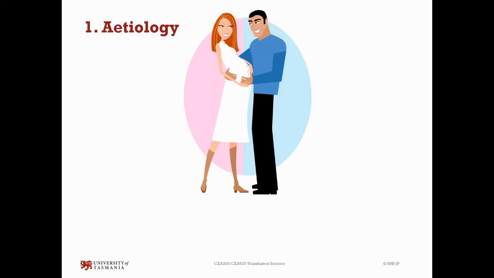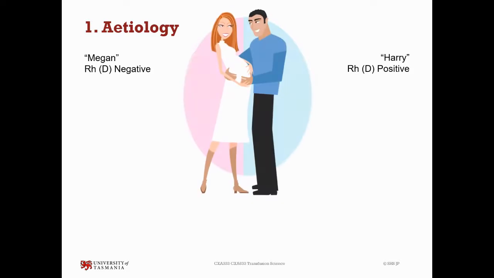This is just an animation that I like to start off with that I inherited from the previous lecturer, who developed this. Here we have Megan and Harry, and Megan is RHD negative and Harry is RHD positive, and they meet and they marry and they decide that they're going to have a baby.